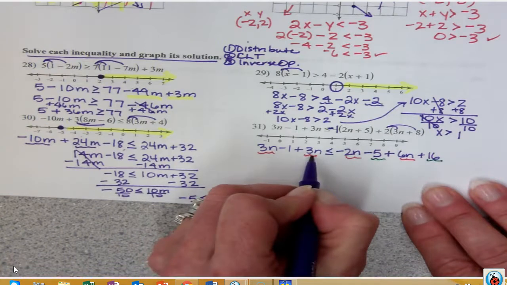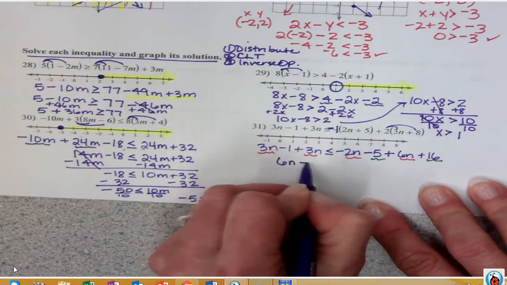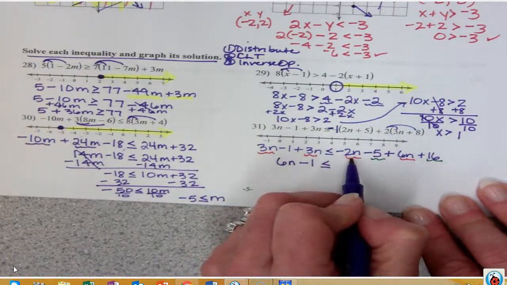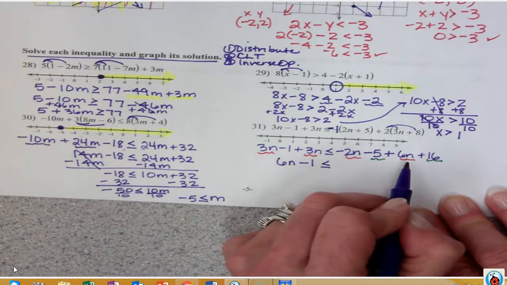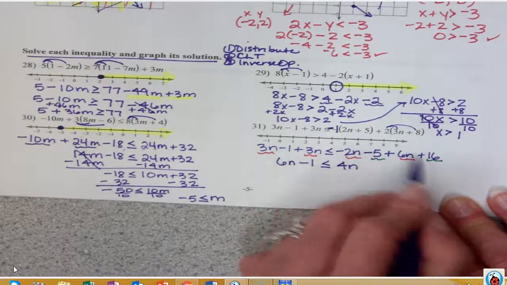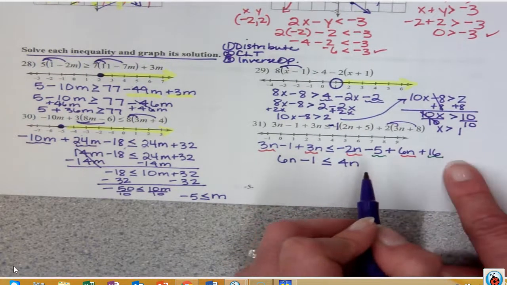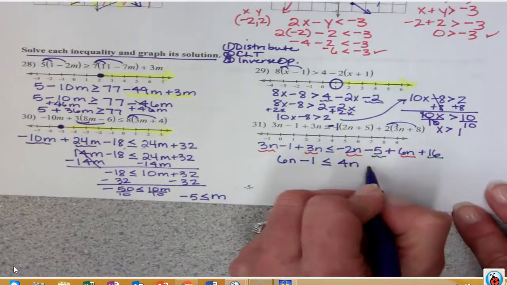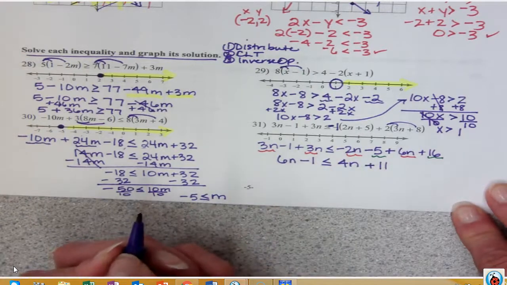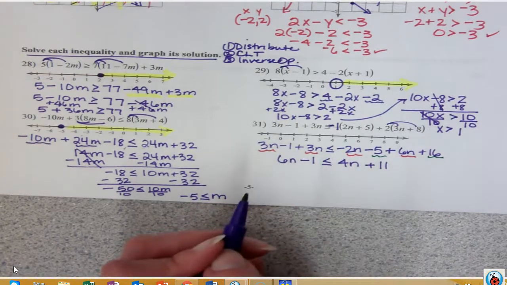3n plus 3n is 6n. Make sure that that negative only sticks with that 1. That's 6n less than or equal to negative 2n plus 6n, which is going to give me 4n. So all my n's are combined. Now I've got to take my whole numbers. I've got negative 5 plus 16. That's going to give me positive 11. Alright, so now I've combined all my like terms. I'm down to my very simplified form.